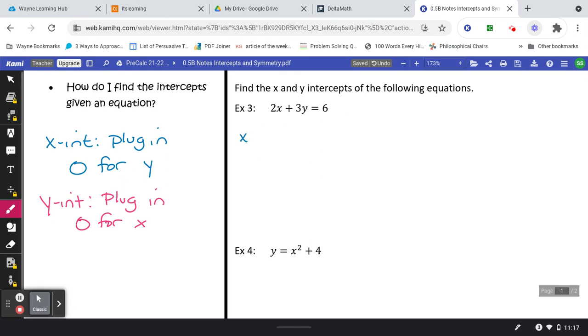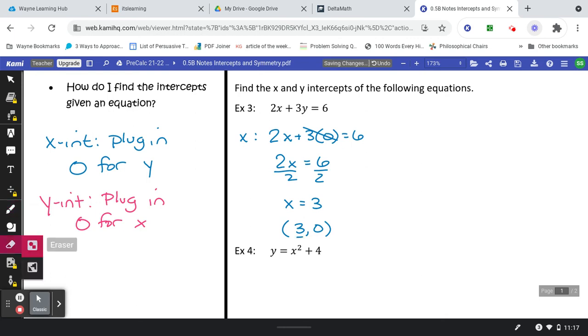So for your x-intercept, let's plug a 0 in for the y. 2x plus 3 times 0 equals 6. 3 times 0 is 0. I'll just get rid of that part right there. Divide by 2. X equals 3. Again, you can write your answer as 3. Or if they want it as an ordered pair, you'd write it as 3, 0. Make sure the x is the 3, so make sure it goes in the x position right there.